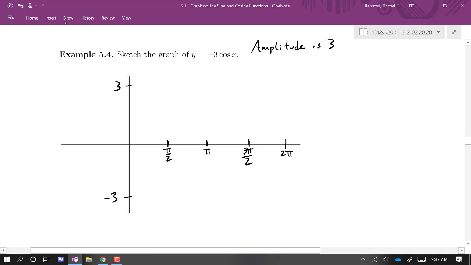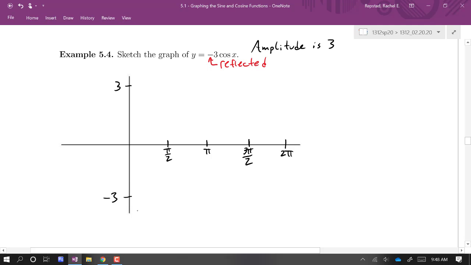Now, it's a negative 3 out in front. That negative sign tells me that it's reflected. So I'm basically going to take that graph of negative cosine x that we did, that's one that starts out at negative 1, and I'm just going to stretch it out. So it starts at negative 3 and goes as high up as positive 3.